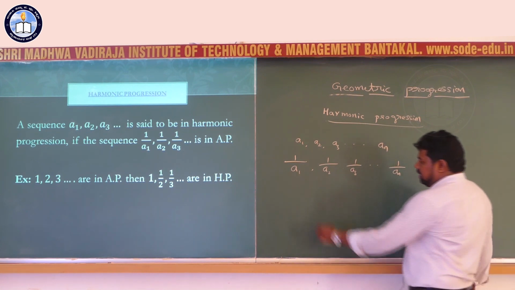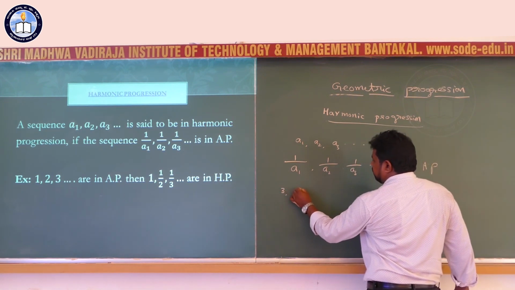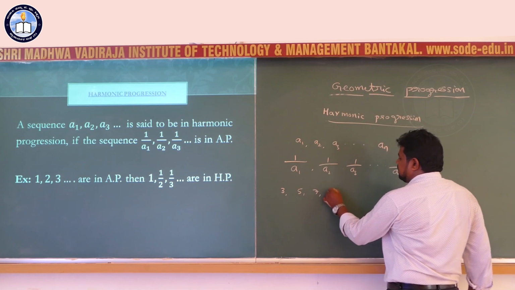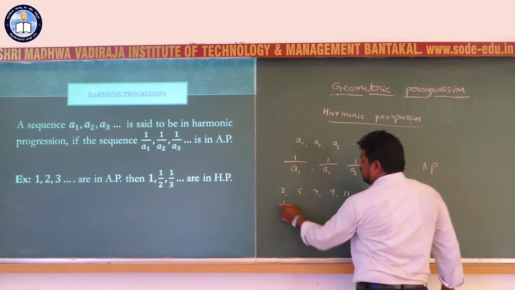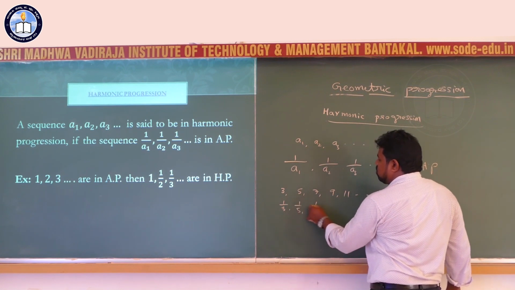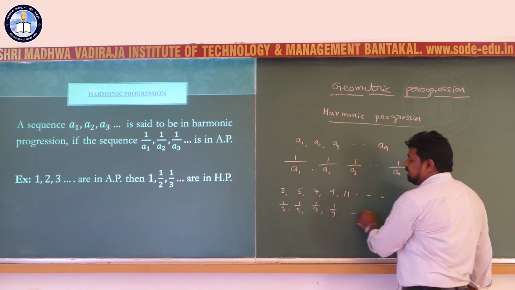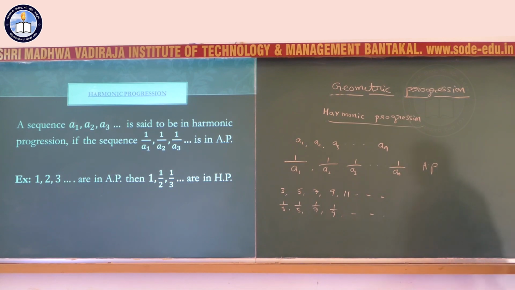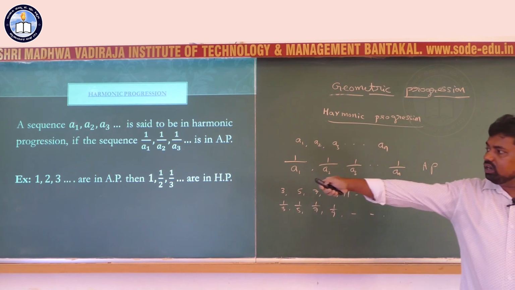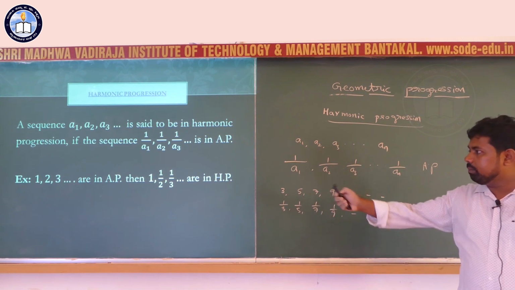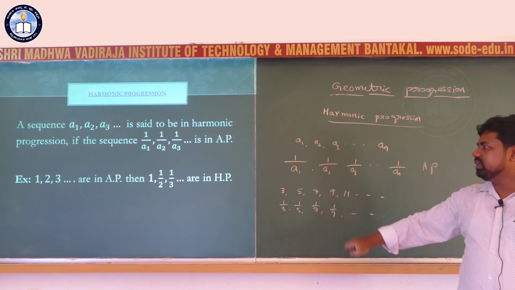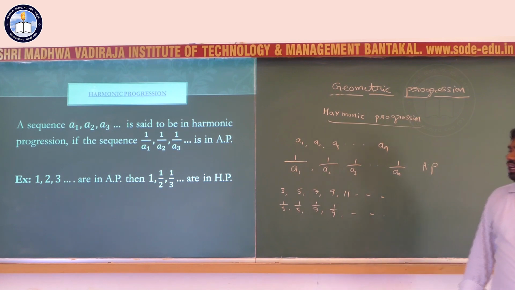For example, 3, 5, 7, 9, 11 is in arithmetic progression. Therefore 1 by 3, 1 by 5, 1 by 7, 1 by 9 etc. is in harmonic progression. If 1, 2, 3 are in arithmetic progression, then 1 by 1, 1 by 2, 1 by 3 are in harmonic progression.